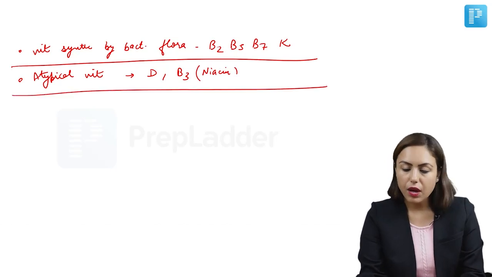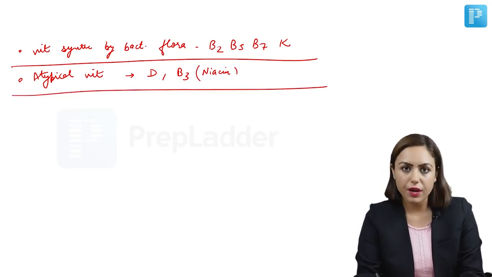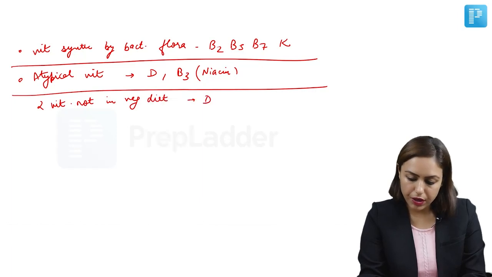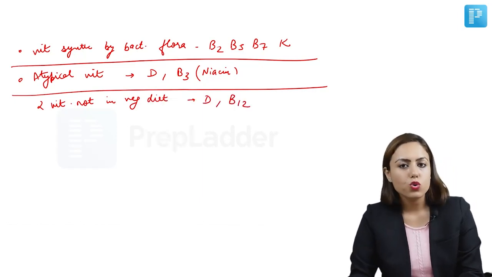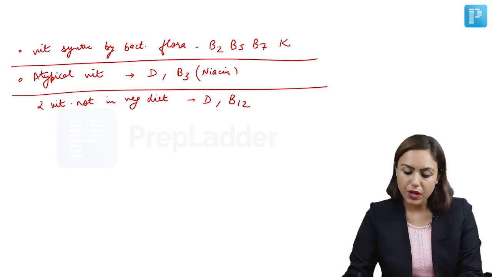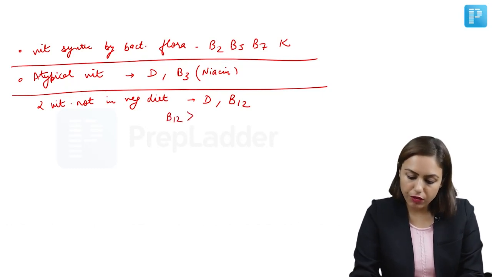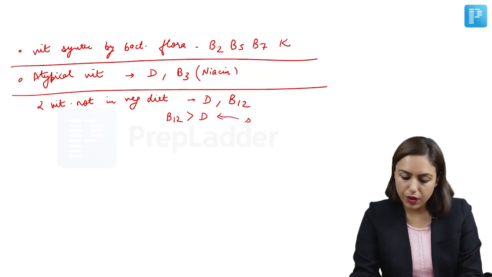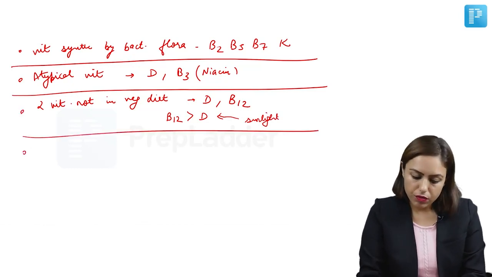Okay. Then there are two vitamins which are not present in vegetarian diet. They are vitamin D and vitamin B12. So in strict vegetarians, vitamin D and vitamin B12 deficiency can occur, right? And in strict vegetarians, B12 deficiency will be more than vitamin D deficiency, because vitamin D can be obtained from sunlight also, right?